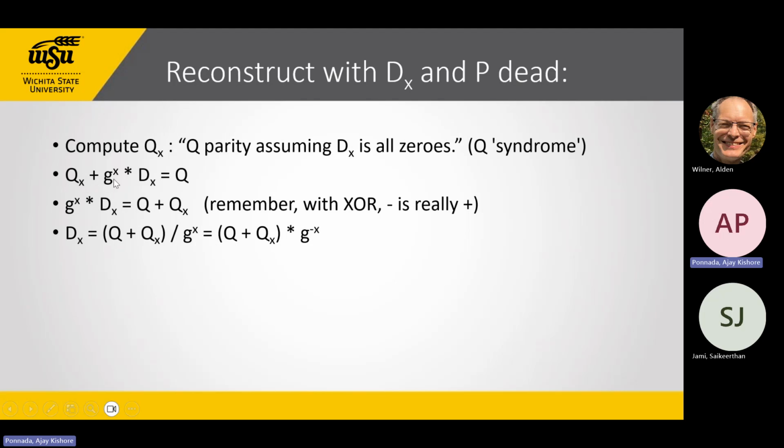So QX plus G^X times DX equals Q. So G^X times DX equals Q plus QX. Remember, with XOR, minus is really plus, so subtraction is really addition. So we send the G^X to the right-hand side to get the equation: (Q plus QX) divided by G^X, which is like multiplying by G^(minus X). So this is how we compute the Q syndrome. Okay, so QX, and this is Q.